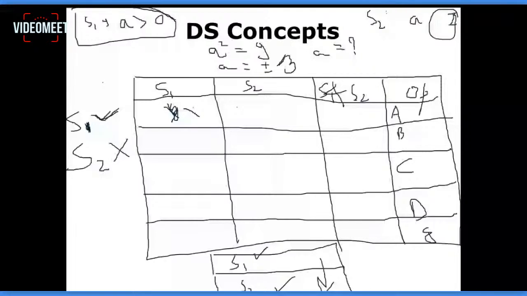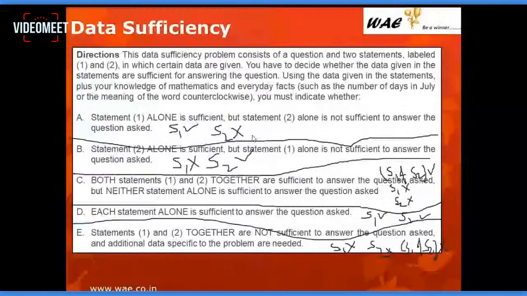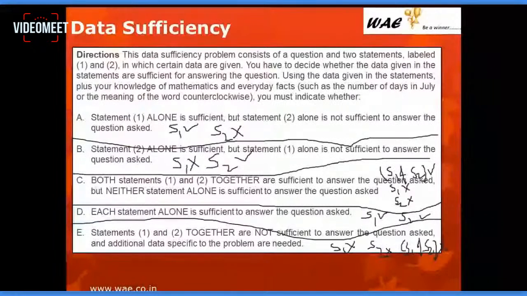Now when both are cross, what I would do is go for both of them together. So if both are cross, we said that we will only go for that. If you come to this one also, what is there? S1 is cross, S2 is cross. When both of them are crossed, you go to both of them together.